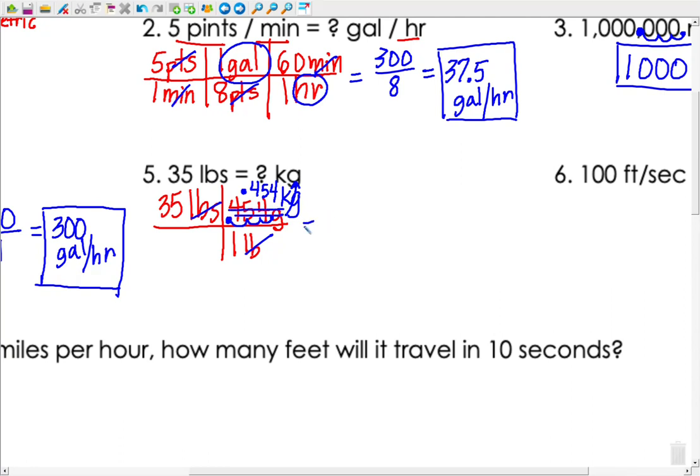Okay, so then all I'm doing is multiplying 35 times this new number, 0.454 kilograms. Okay, and if you multiply this times this will give me my answer in kilograms, which I got to be 15.89. If we're rounding to the 10th, then that would just be 15.9.